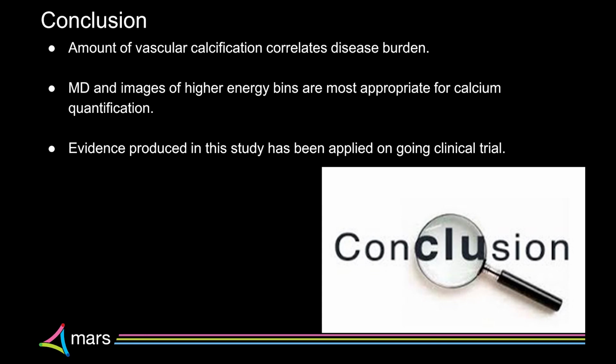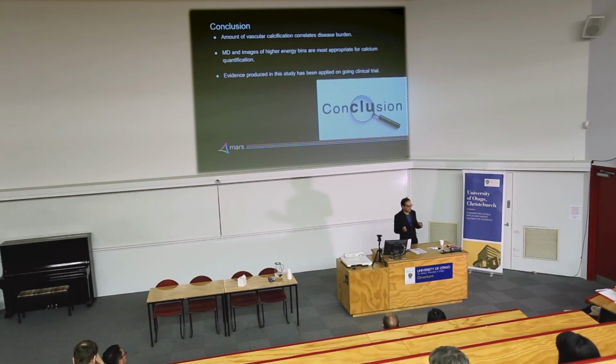Thus, in summary, the amount of vascular calcification indicates the disease burden in specific arteries. Material decomposed images and images of higher energy bins are most appropriate for the quantification of vascular calcification. And lastly, the evidence we produced in this study shows a translational ability, because we are now using this evidence in our human imaging.